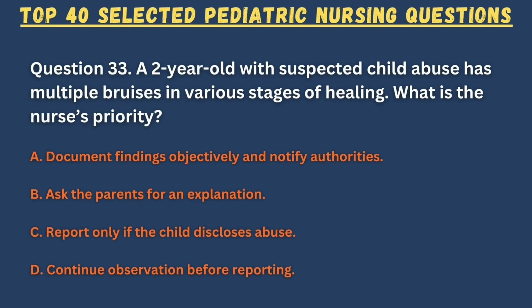Question 33. A 2-year-old with suspected child abuse has multiple bruises in various stages of healing. What is the nurse's priority? A. Document findings objectively and notify authorities. B. Ask the parents for an explanation. C. Report only if the child discloses abuse. D. Continue observation before reporting.